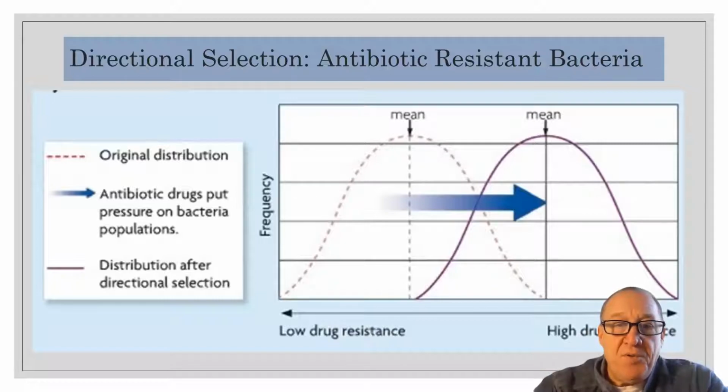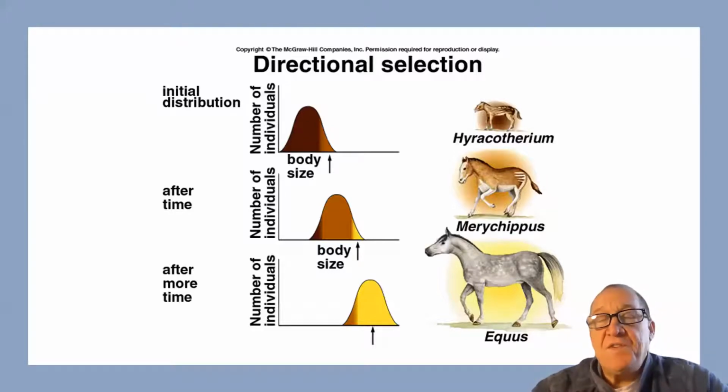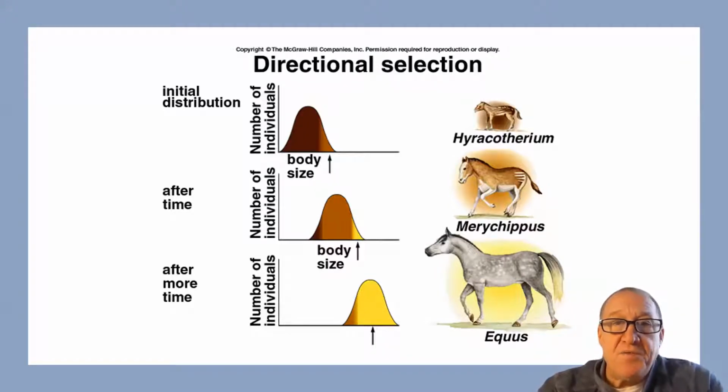Another good example is the evolution of horses, and body size of horses, and this happened over a very long period of time. Keep in mind, antibiotic resistance can happen over a short period of time. This is an example of natural selection over a long period of time, or directional selection. And if we look, the initial distribution of Hyracotherium was a smaller body size. They were selected for, maybe because they were able to get to food sources. Whatever the reason, that smaller body size had some sort of selective advantage.